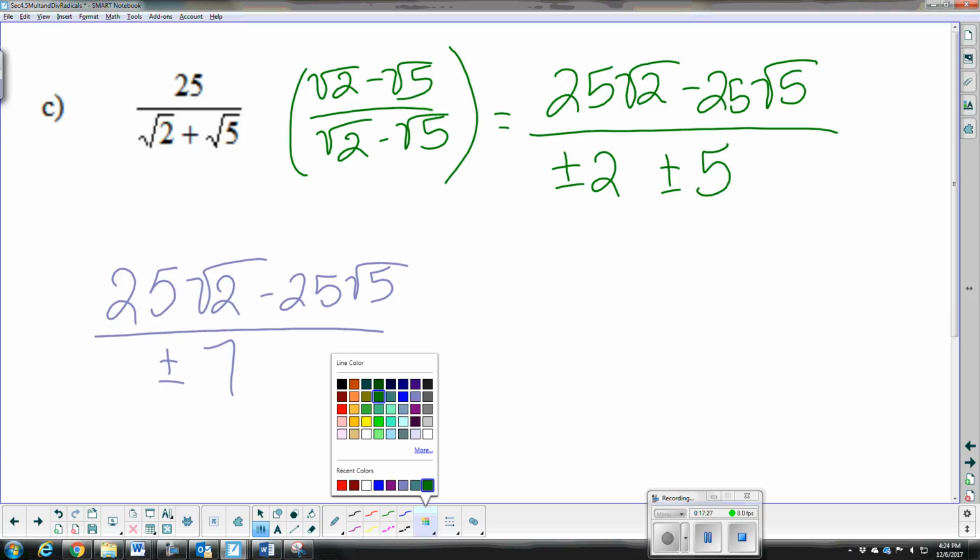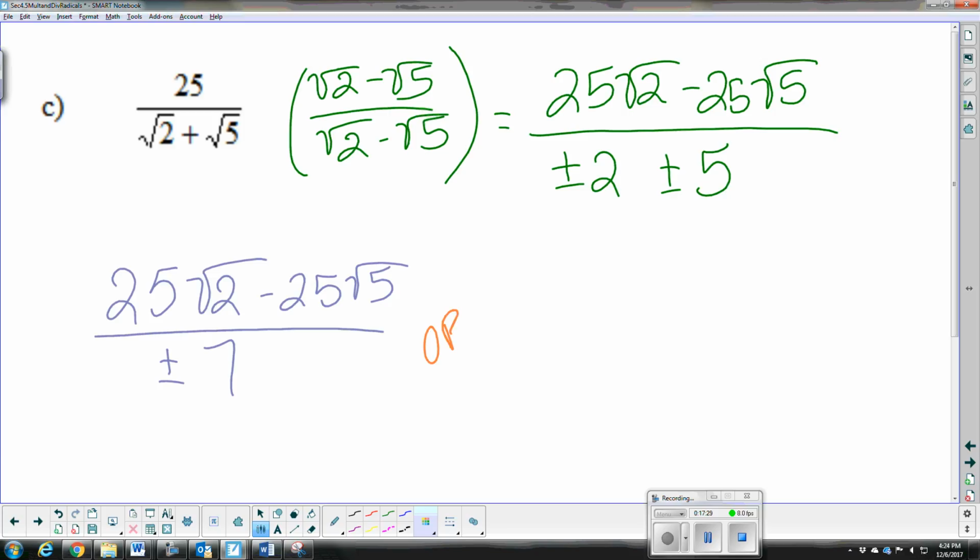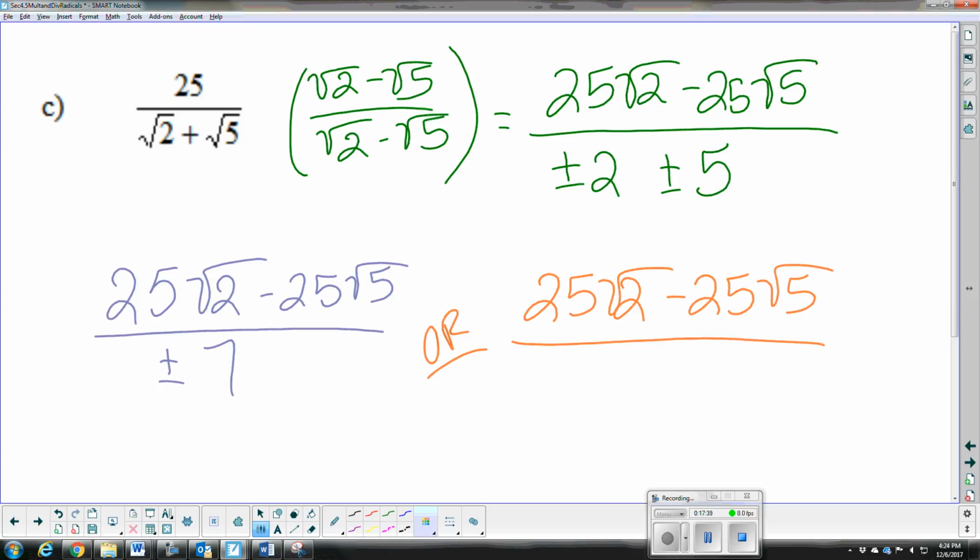Or, let's switch the color. Or 25 times the square root of 2 minus 25 times the square root of 5 over positive 2, negative 5, which is negative 3. Negative 2, positive 5 is positive 3. So it's divided by plus or minus 3. Now, neither of these can we simplify because 3 does not go into 25 and 7 does not go into 25, so that's its simplest form.